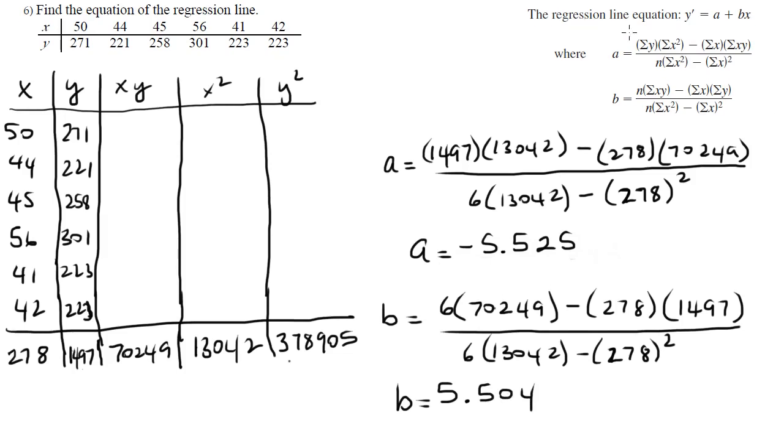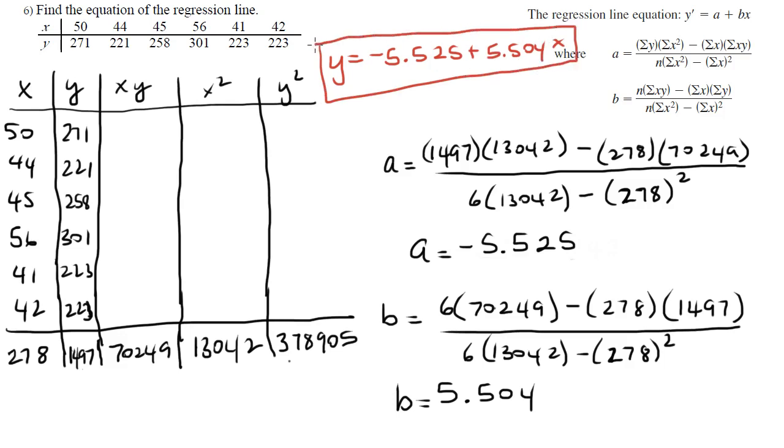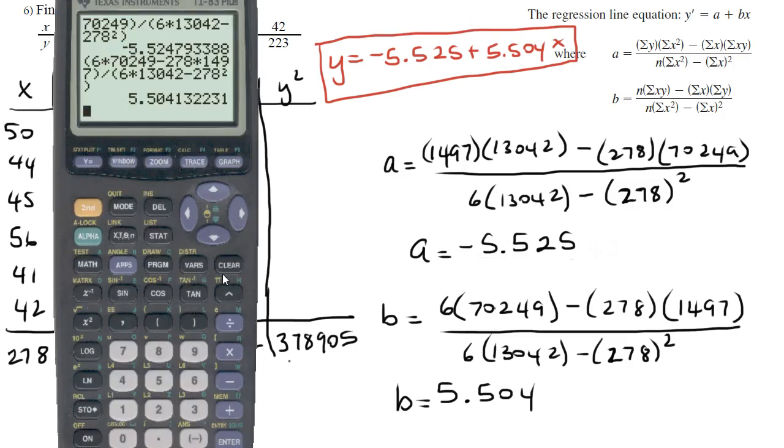So if I want to write my equation now, a plus bx. That's the form they give us, right? A is the intercept. B is the slope. Make sure you write it in that way. Or else y equals negative 5.525 plus 5.504x. Make sure these two numbers aren't interchanged. 5.504 has to be the coefficient of x, no matter which order you write it in. Okay, cool. So that's one way to do this with all the formulas.